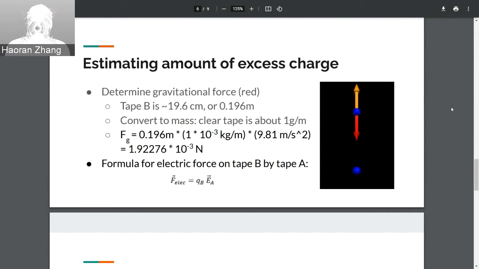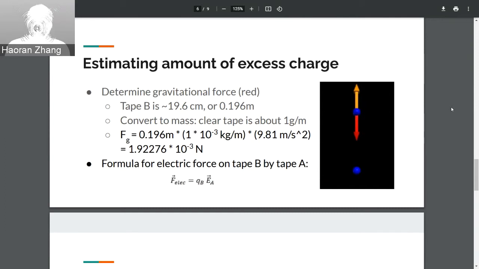Now we come into the computational part. Firstly, we want to determine the gravitational force, which in this diagram is pointing downward in the red arrow. To compute this, firstly we measure the length of the tape, which is about 19.6 centimeters.